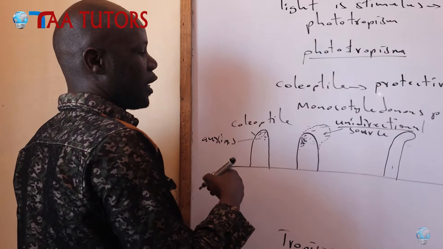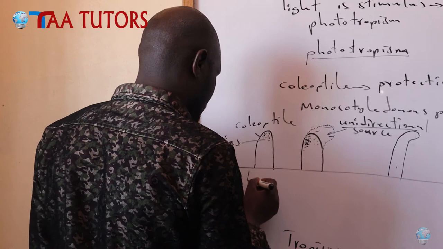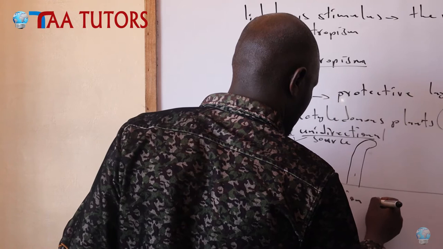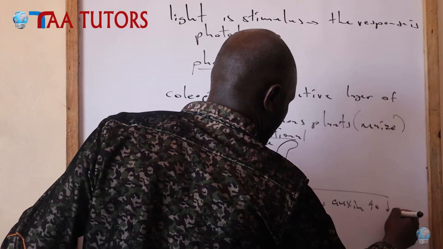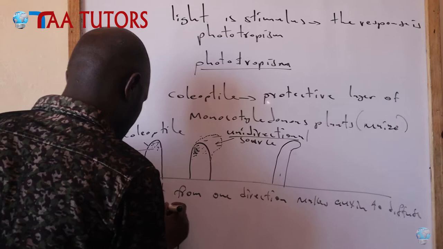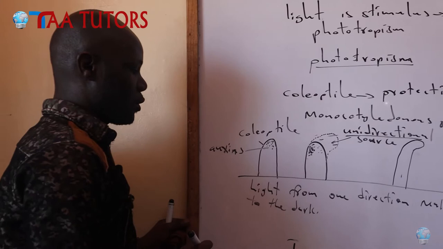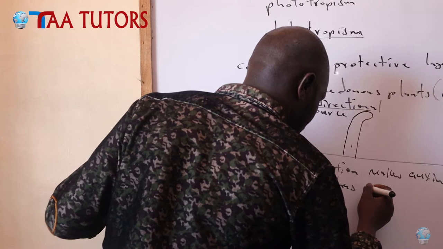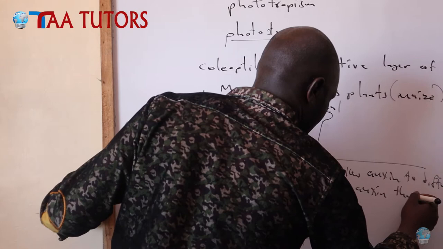So we can see that what has happened here is that light from one side, from one direction, makes auxins to diffuse to the darker part. That is one event that has taken place. Number two, we can now say that whenever one side has got more auxin than the other side, we can start by saying that the dark side has more auxin than the light side.